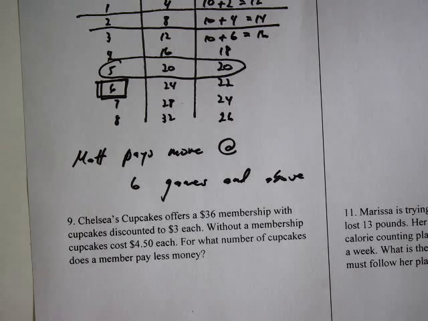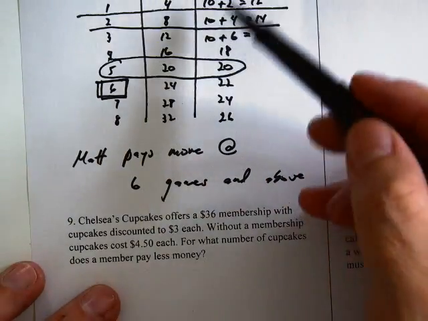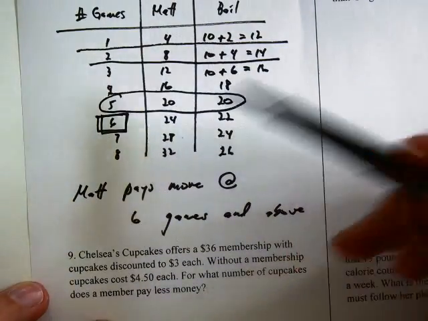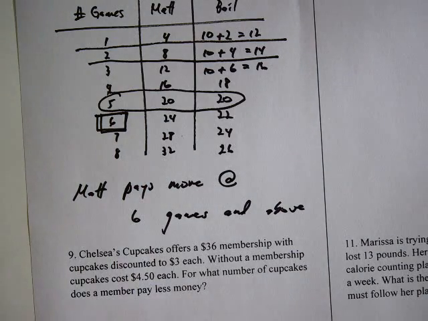So if you're going to go to a lot of football games, you'd want to do Bailey's plan. If you're just going to go to a couple, you want to do Matthew's plan. Boom! Math. Saving you some money.